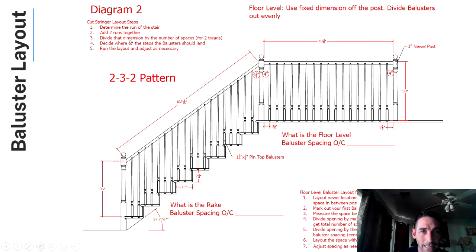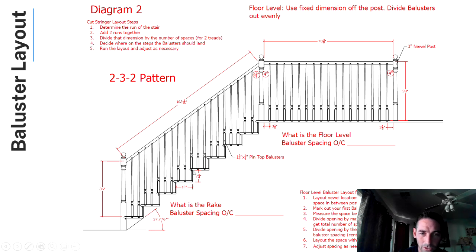Now we're going to divide that by the number of spaces for those 2 treads combined. On the last one we divided by 2. This one we're going to divide by 5 because there's 5 spaces there. If I do that real quick on my calculator, 20 divided by 5 spaces gives me 4 inches. So my spacing between these balusters, center to center, will be 4 inches, and that will give me an even layout on this.